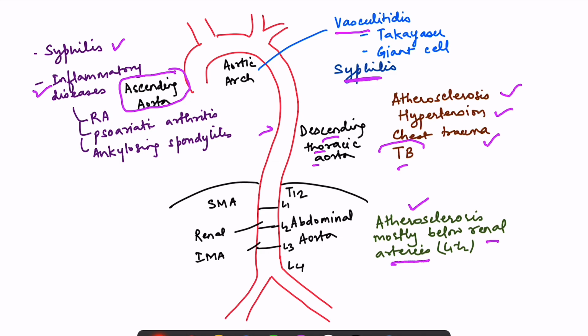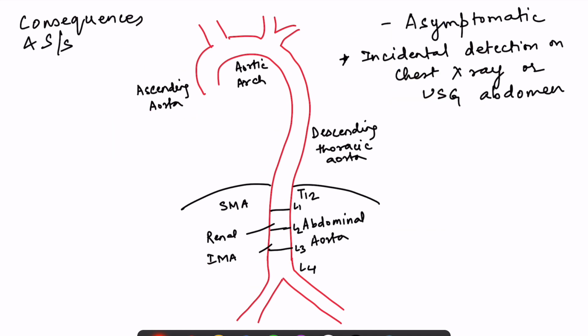So here I have shown some branches of the abdominal aorta. There is superior mesenteric artery, renal arteries and inferior mesenteric artery. Renal arteries arise between L1 and L2. See, abdominal aorta is present between T12 and L4, okay, and renal arteries arise between L1 and L2. So mostly below that region we have this aortic aneurysm which is occurring due to the atherosclerosis.